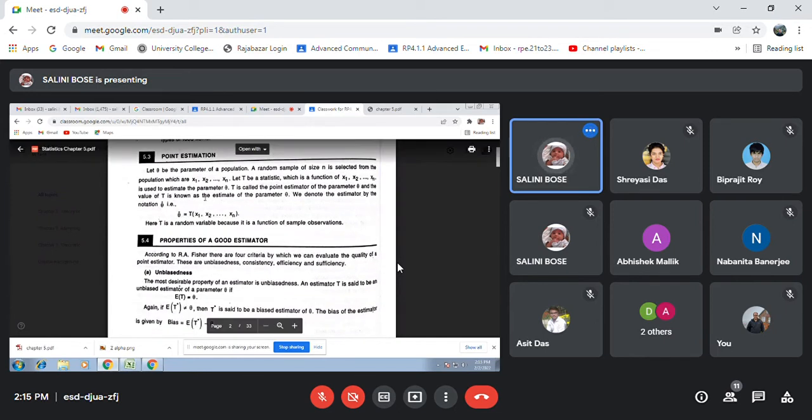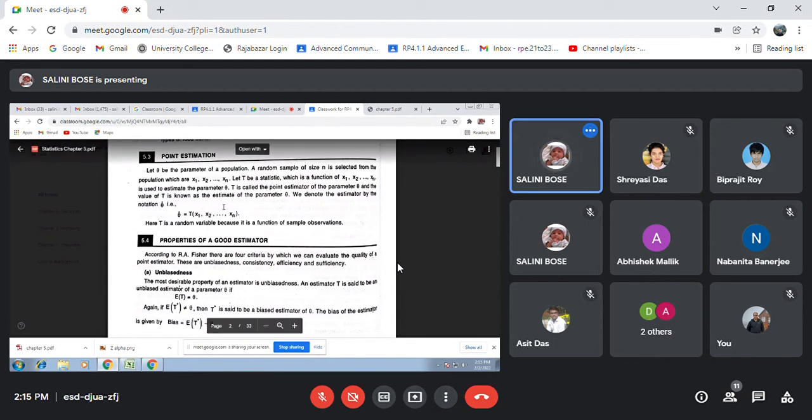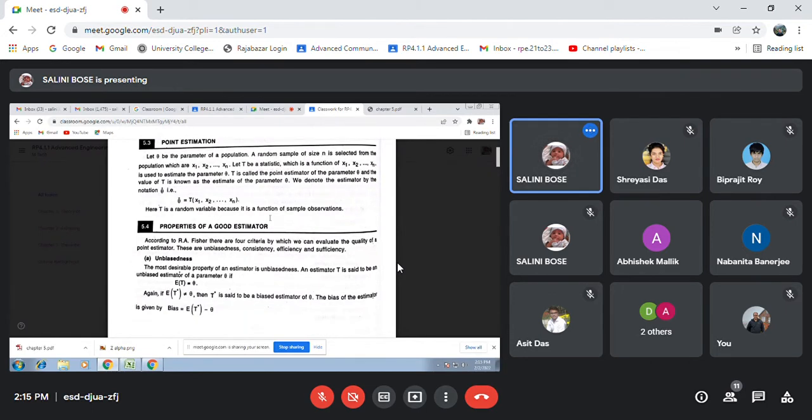For estimating, we denote the estimator in terms of theta cap, because theta cap is an estimated value. It is not exactly the parameter value. So we can write theta cap as a function T of the sample x1 to xn, of sample size n. Here T is a random variable because it is a function of the sample observations.